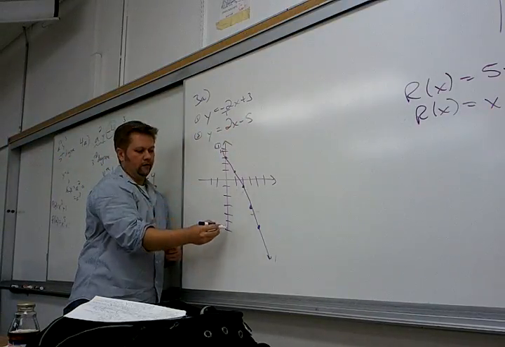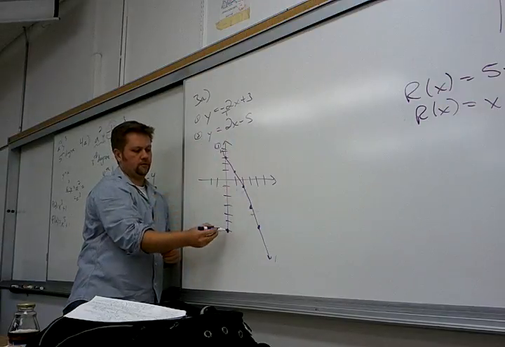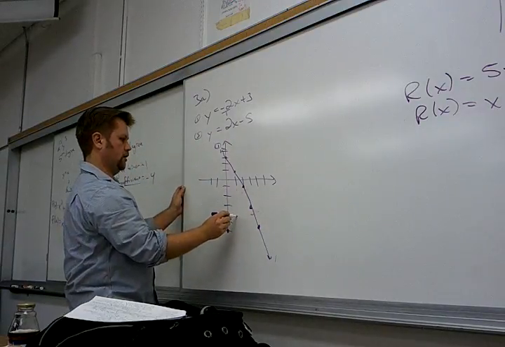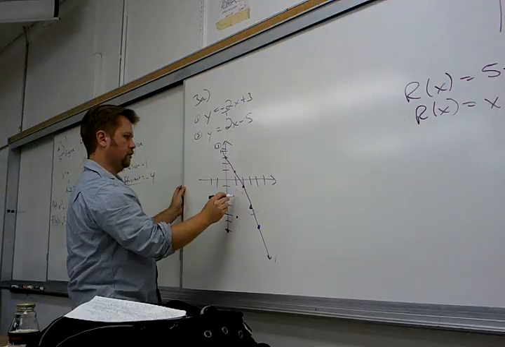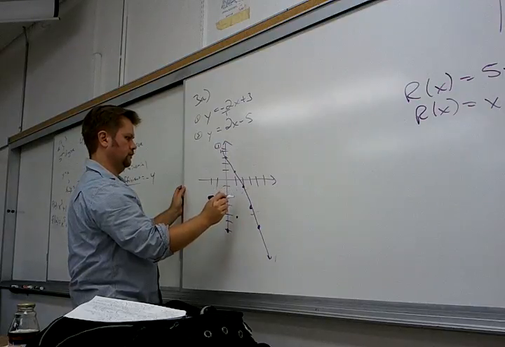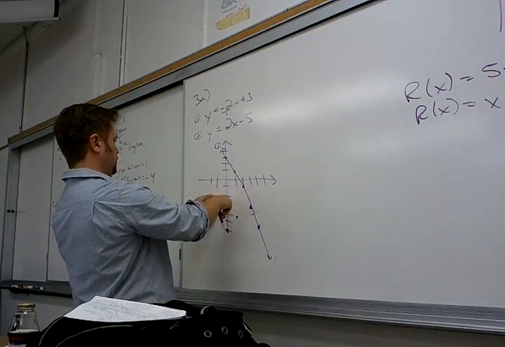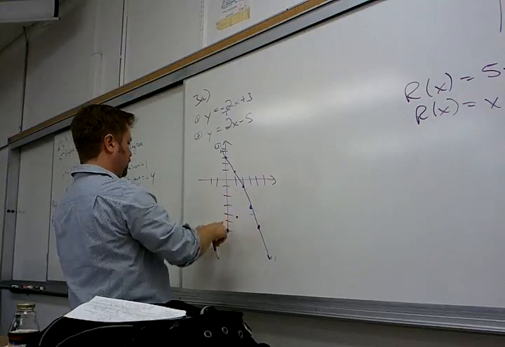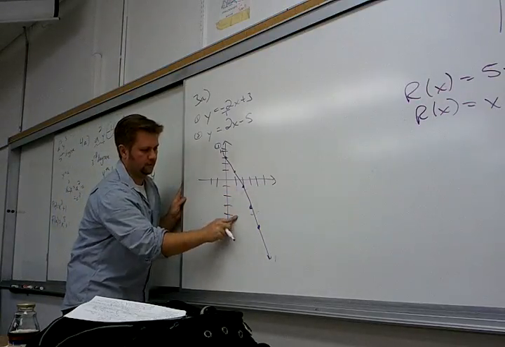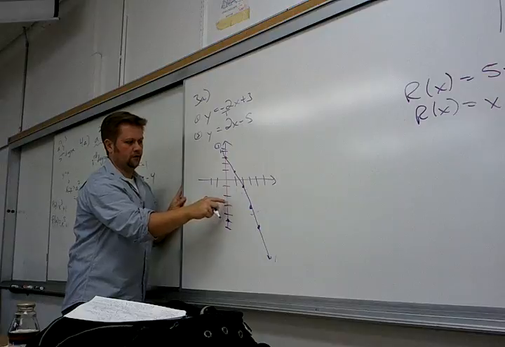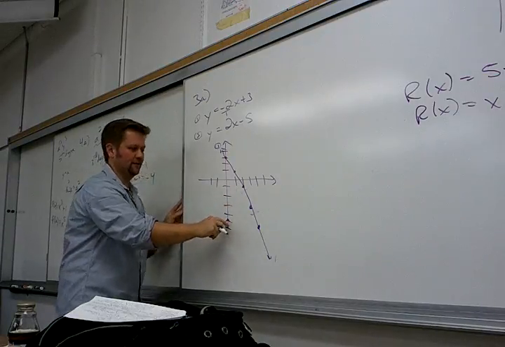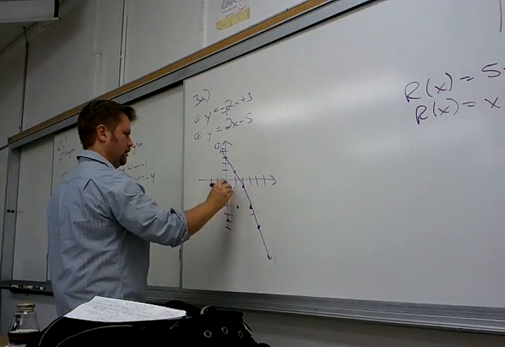Yeah, -5. And the slope tells me to go up 2 and over 1. Up 2, and now I'm already off, aren't I? How the hell did I do that? 1, 2, 3, 4, 5. 1, 2, 3, 4. Oh, I can't count. That's the only problem. It's not that big of a deal. 1, 2, 3, 4, 5. Okay, cool. So up 2 over 1, up 2 over 1 there.